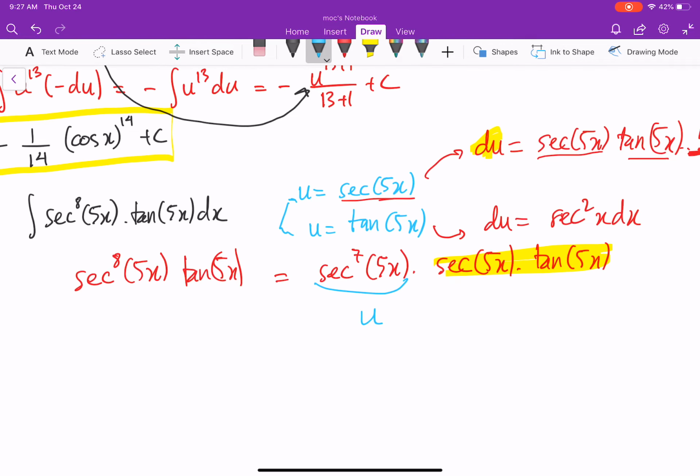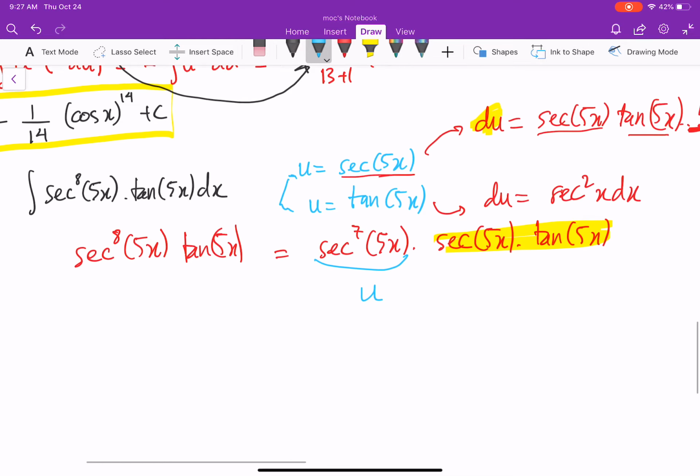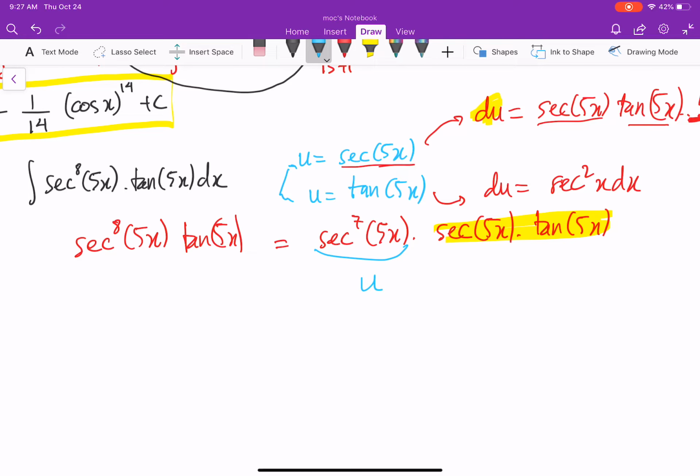So it seems like if you use this substitution, you can get the answer right away. Okay, let me show you this. And then we'll do it the second way, and we compare which way is better. And then finally, we will draw some conclusions on how to do substitution when you see secant and tangent.